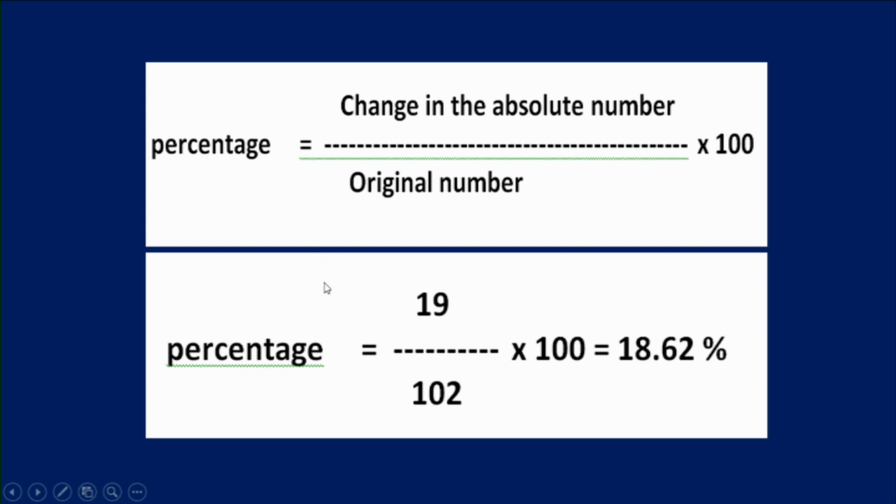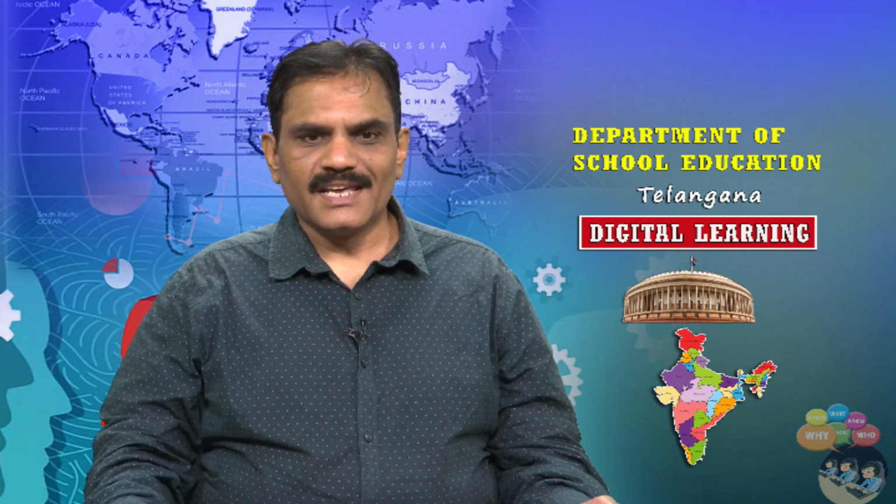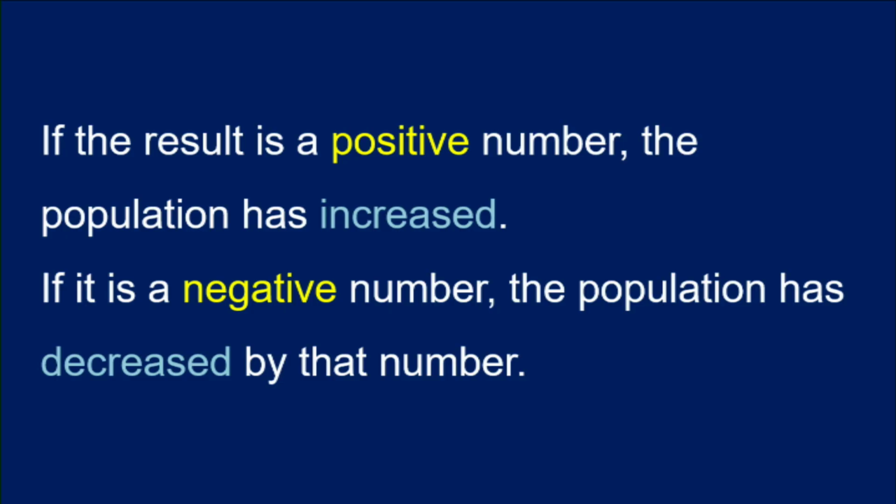Here you can see the example. The absolute number of change is 19 crores. The original number, the 2001 population, is 102 crores, multiplied by 100. When you do the calculation, you get 18.62 percent, meaning the growth rate is 18.62 percent. The result is a positive number, so the population has increased. If it is a negative number, then naturally the population has decreased by that number.